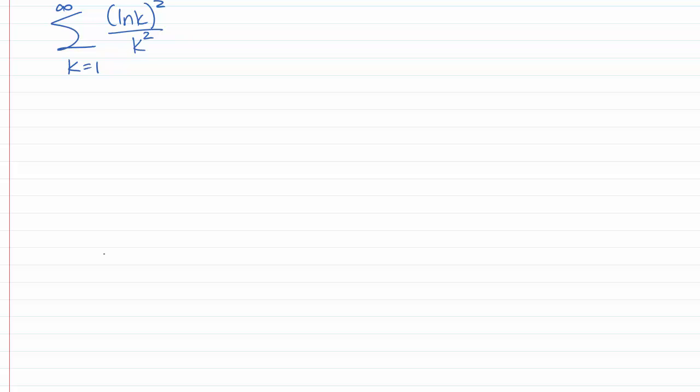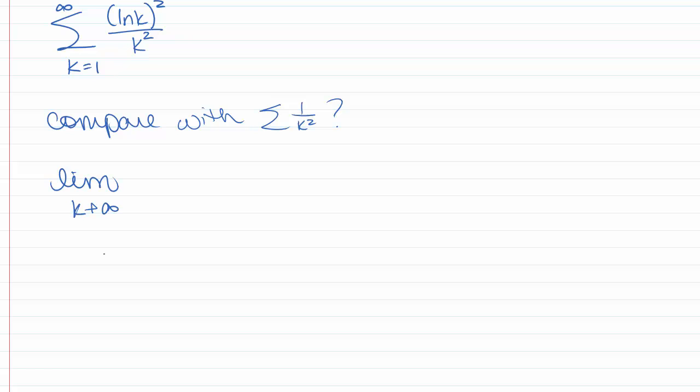We know that natural log of k is kind of less than putting in a power of k. So what if we just tried to compare with 1 over k squared? Well, if we do that, let's look at this limit. Limit as k goes to infinity of natural log of k squared over k squared times k squared over 1, multiplying by the reciprocal. You can see those k squareds are going to cancel each other, and so we're looking at the limit as k goes to infinity of natural log of k squared, which is infinity. So it's not a constant between 0 and 1.